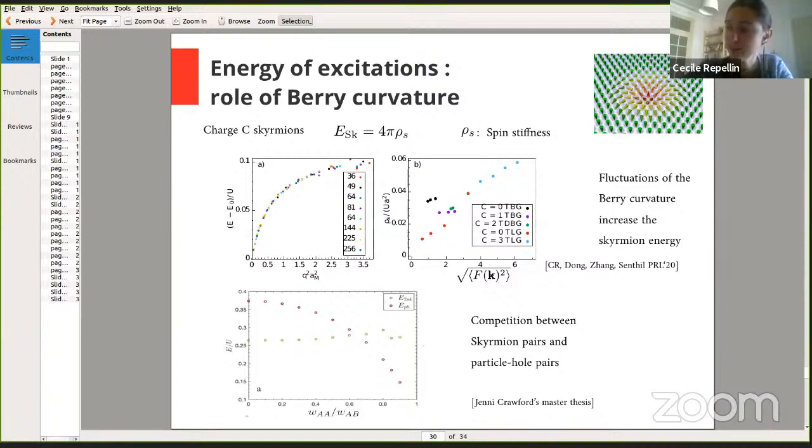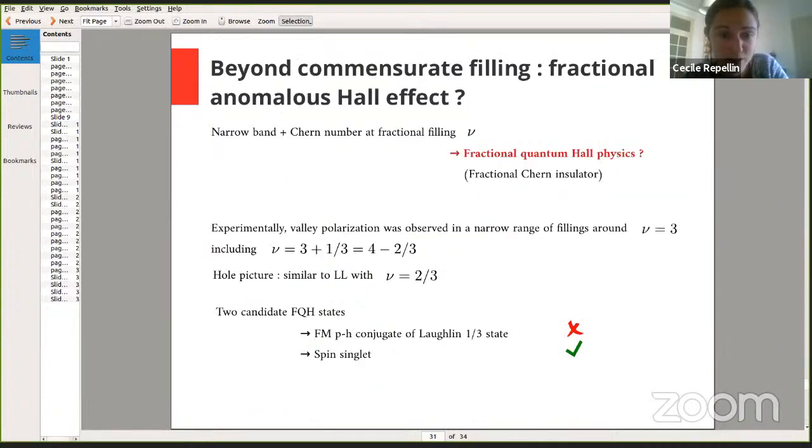Okay, so now if I have a little bit of time, I can tell you about the fractional case. I only have two short slides. Yeah, sure, go ahead.